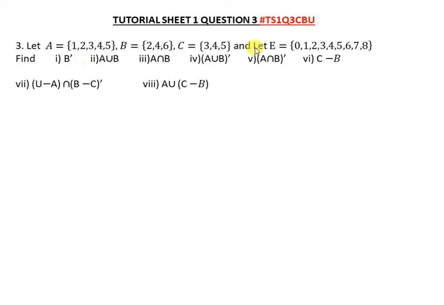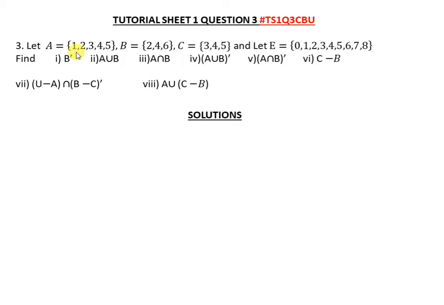Whenever you are answering such questions, you first have to know what it means when we say complement, and you also take into consideration the universal set. Don't forget about it. So the first question here is B complement. B is 2, 4, 6. When you talk about B complement, you write all the elements which are not in B but they are in the universal set. That's what it means by B complement.